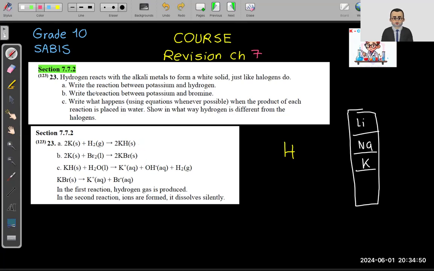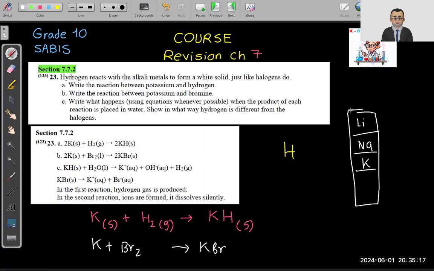You need to know the reaction and be able to write it. So potassium, which is a solid for sure, when it reacts with hydrogen, which is a gas at room temperature, will form something called potassium hydride, so KH. And this is a white solid. And also the second one, if it reacts with Br2, it forms potassium bromide.